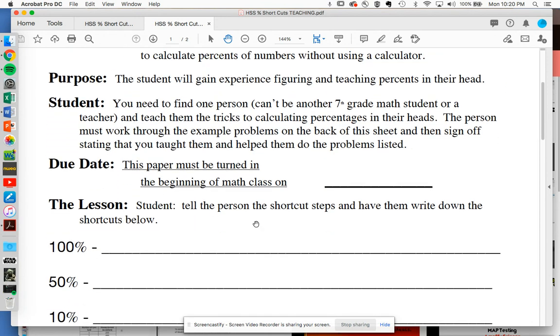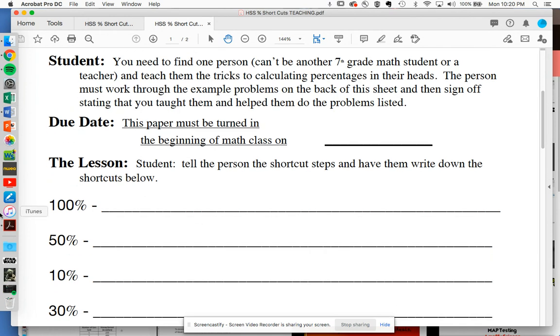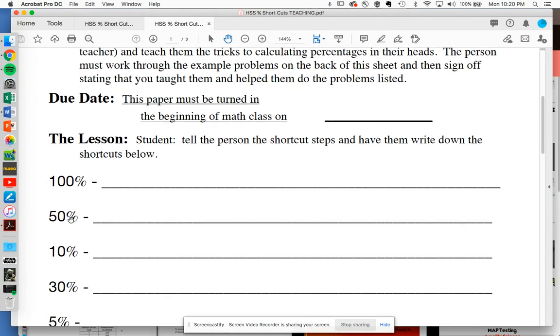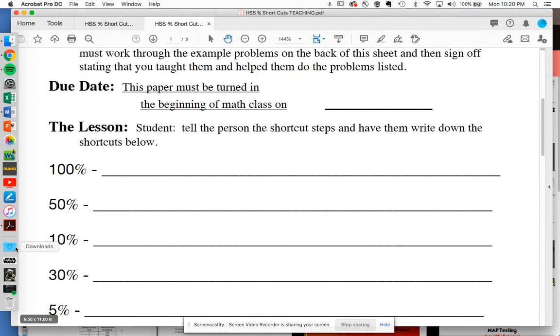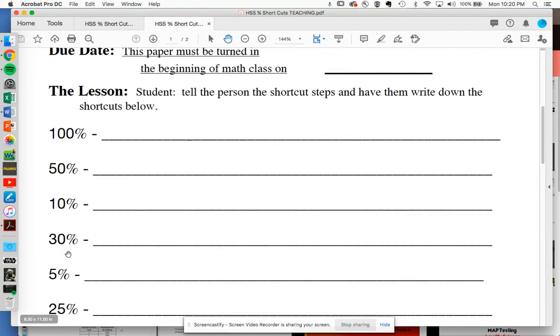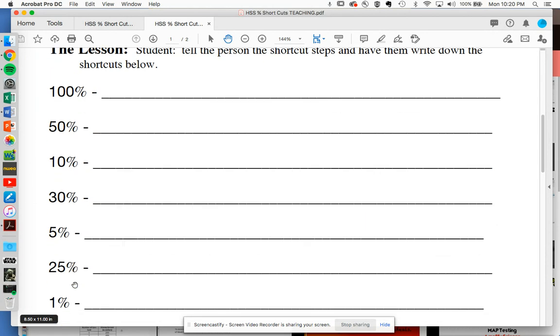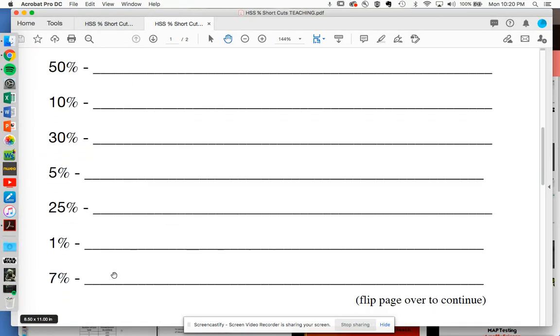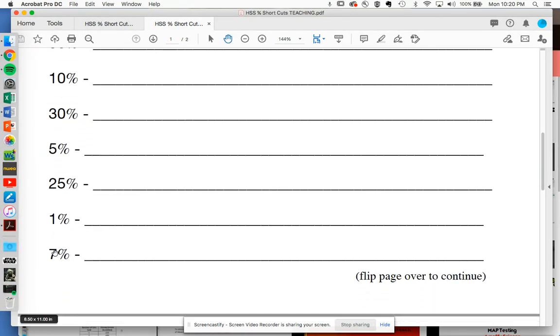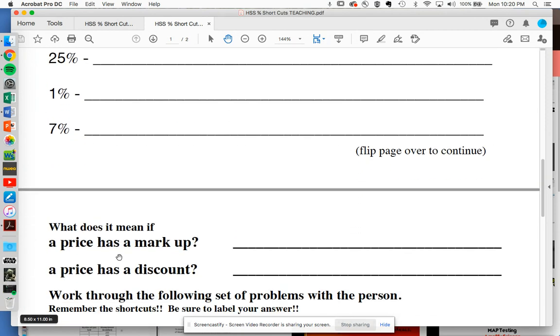You're going to have the person write down all the work. You're not writing it down. You're going to tell them, and they're going to write down, how do you find 100%, 50%, 10%? Tell them the importance of that one. And then how do you go to 30%, 5%? How do you base 25% off that 50? You're going to have them write in all of these. Remember, 7% is simply finding 1% and multiplying by 7.